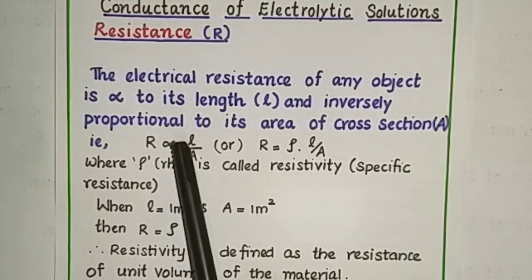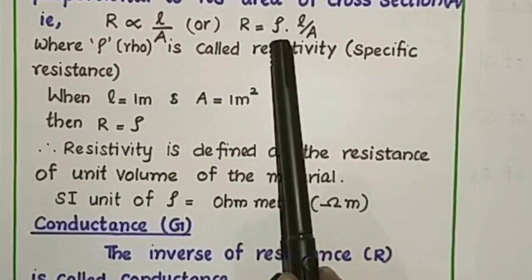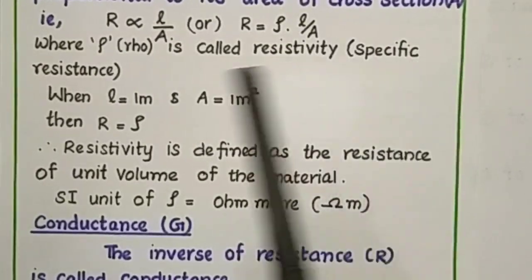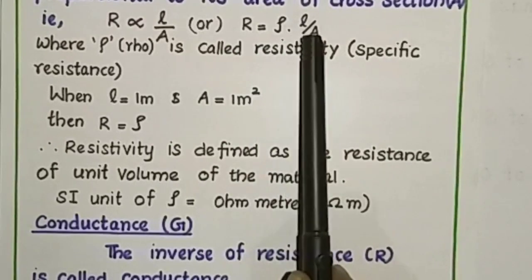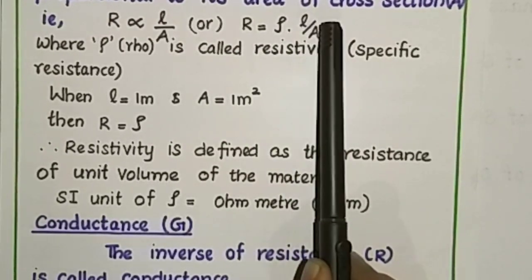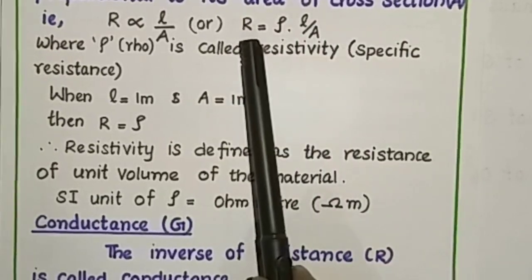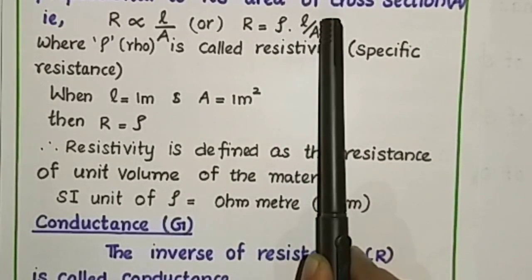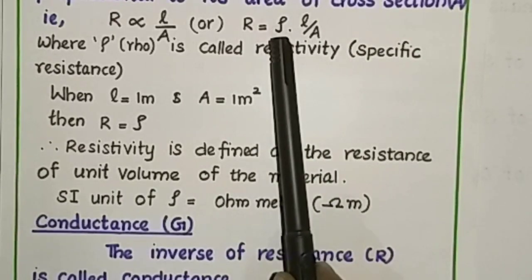To remove this proportionality, we multiply by a constant, known as rho. Rho is known as resistivity or specific resistance. Then we can write R is equal to rho into L by A. When L is 1 meter and A is 1 meter square, then R is equal to rho.